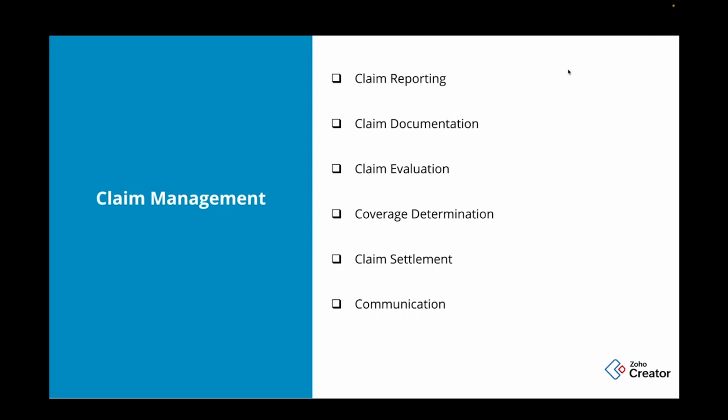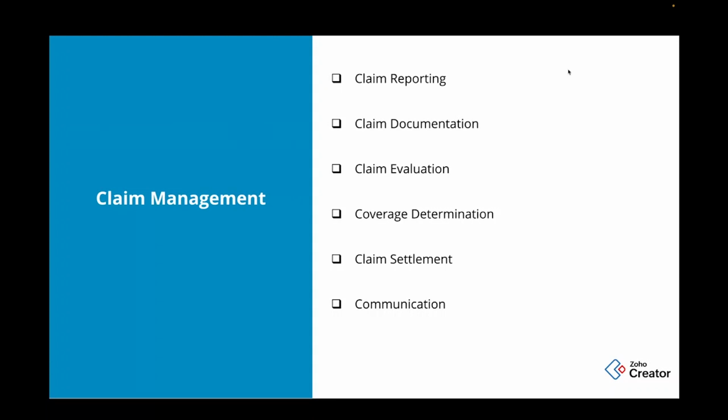And the next thing, when I talk about claim management, it is again a separate process involved in insurance management. Whenever a customer reports a claim, he will be asked to provide the necessary documentation, and the evaluation has to be made and approved, and the coverage determination also needs to be checked before approving the claim. After doing all the things at the back end, the claim settlement has to be done for that particular customer, and proper communication should be there between the insurance company and the customer. This again can be achieved using the portal feature.